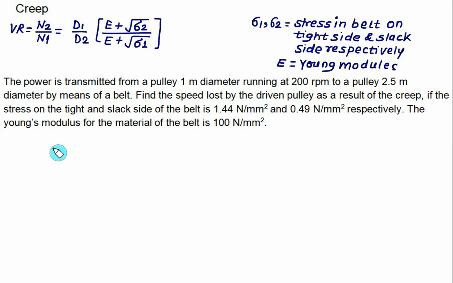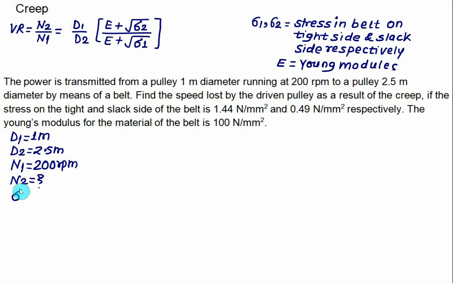Second case, we don't have to consider the creep. In that case, we have N2 by N1 is simply D1 by D2, and these two diameters we have to find out. So we have diameter D1 equal to 1 meter, diameter D2 equal to 2.5 meter. Then the rotational speed of the driver is known, that is N1 equal to 200 rpm. The rotational speed of the driven you have to calculate and compare with creep and without creep.